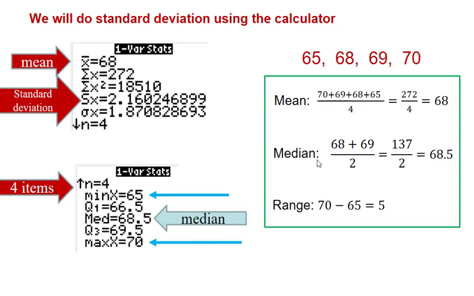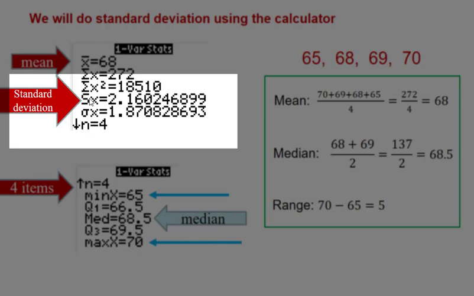My median. I could put them in order. There are 4 items, so I took the middle 2 and took the average, 68.5. But, oop, there it is. And the range. Well, I can see the largest minus the smallest. There's a range of 5 years, but I see it here also. But now what I did not do by hand was the standard deviation, and it is sitting right here.